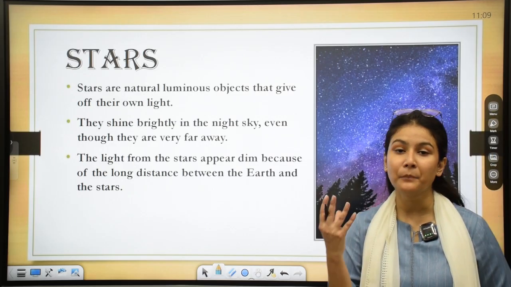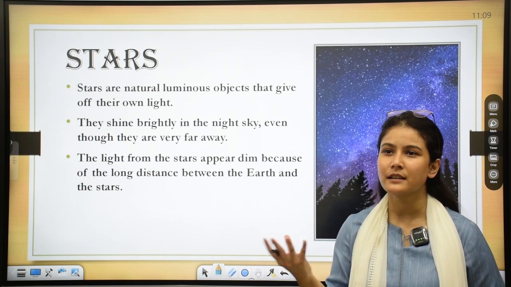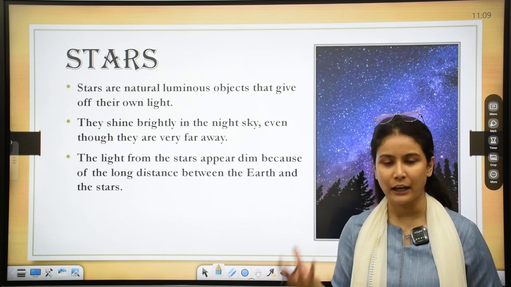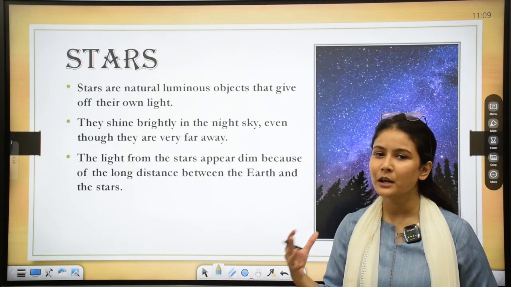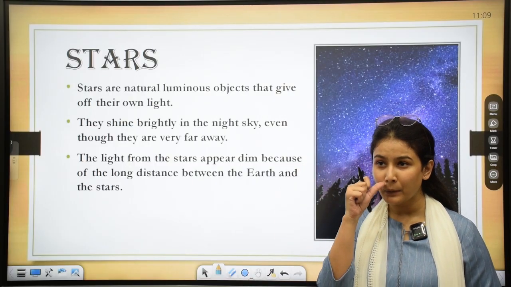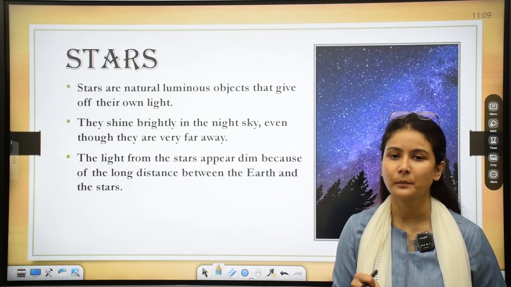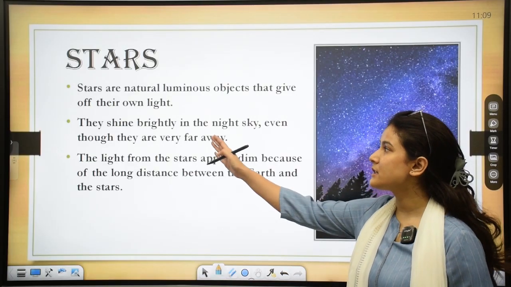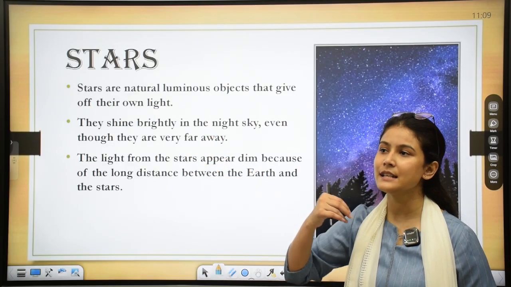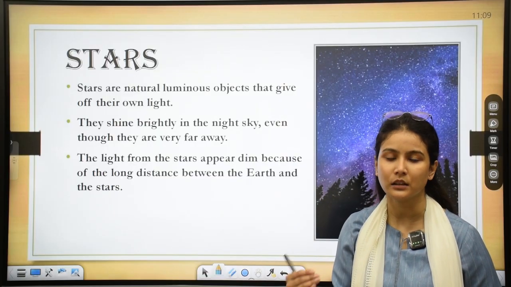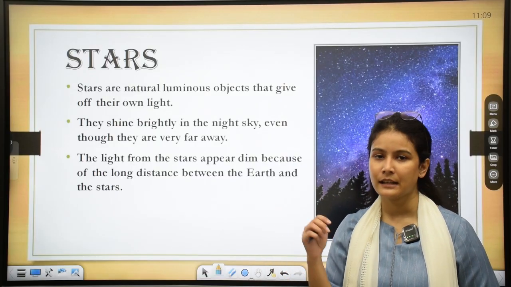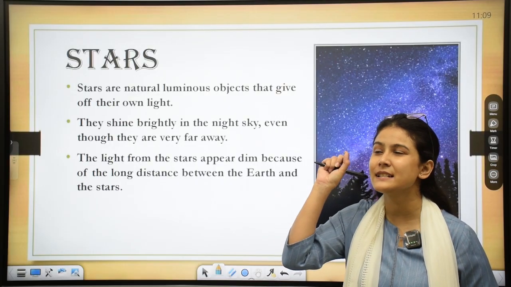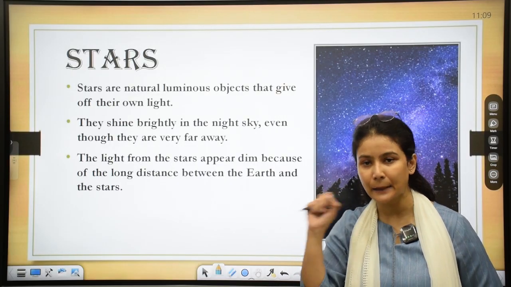So like the sun burns, we all have heard that the sun is a hot ball of fire. It burns because of its energy. Similarly, the stars also burn because of their energy, right? But we can see a lot of light from the sun, but very dim light from the stars. Why is that? Because of the distance. The sun is relatively closer to the earth as compared to the stars. That is why we see the stars as very small and the light as very dim.